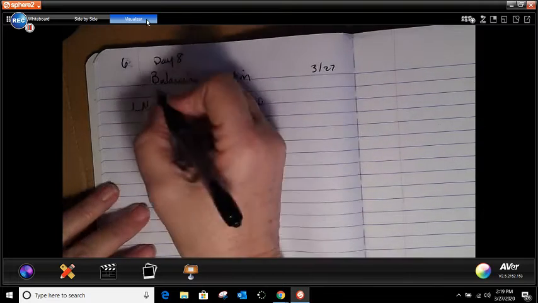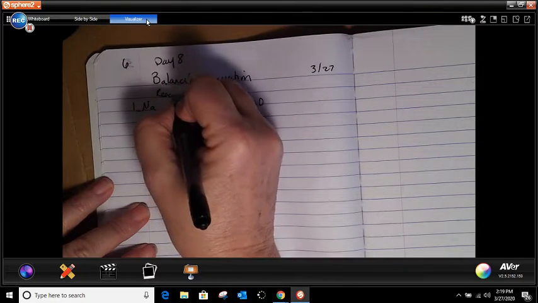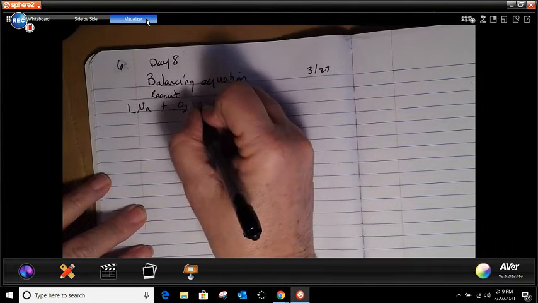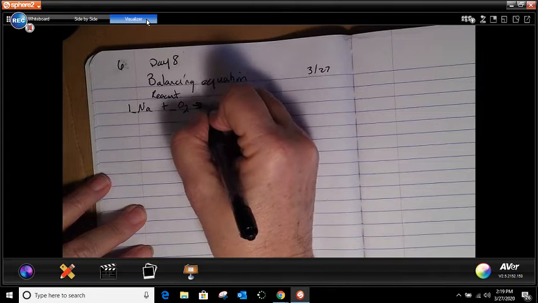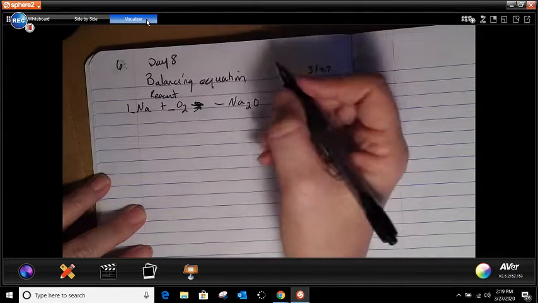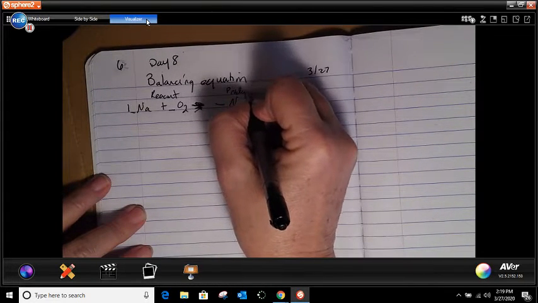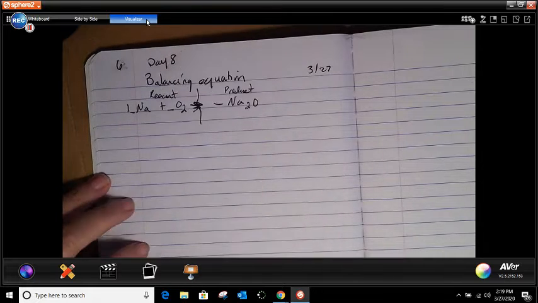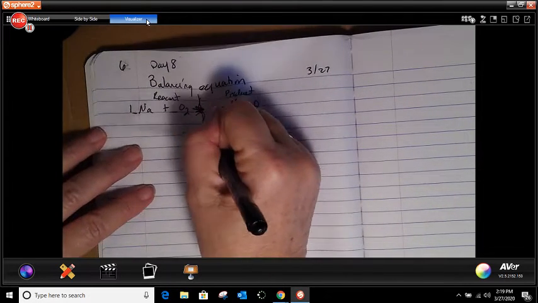Now I'm going to go through and figure out this here is the reactant. This is a yield sign. I know it doesn't look like a yield sign, but it's an arrow. And this is the product. And I'm going to draw a line in between the reactant and the product.